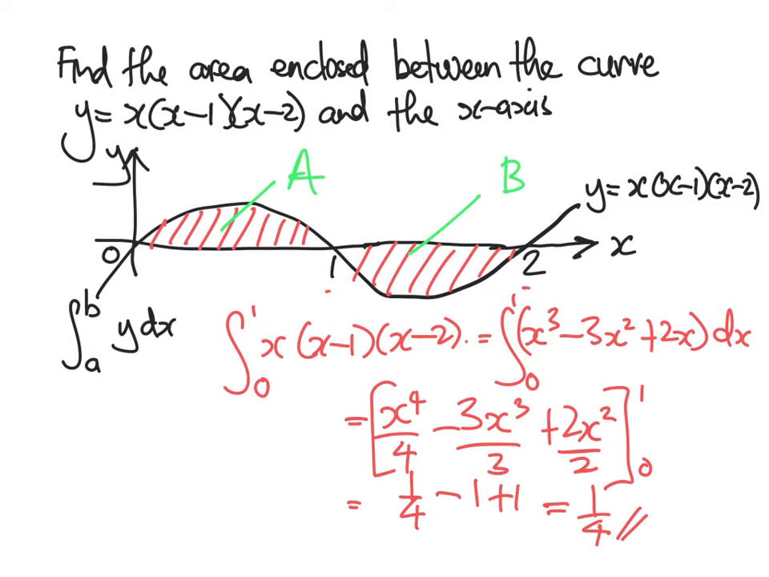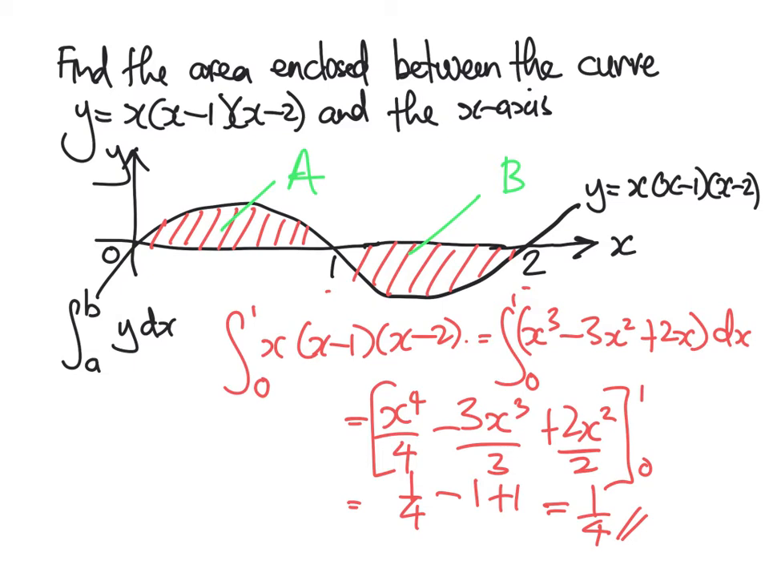Now next part, the limit is different, it's between 1 to 2. The question requires us to find the area enclosed between the curve y equals x(x minus 1)(x minus 2) and the x-axis. We can see clearly that there is area, there are some areas a and b. Does that make sense? Certainly no, because we can see very clearly that there are areas involved. It's so vivid, but that is not possible.